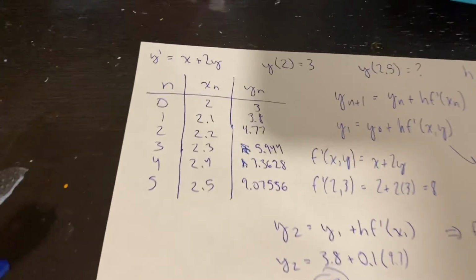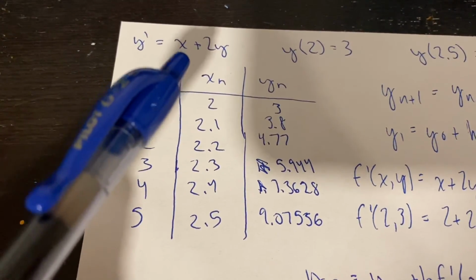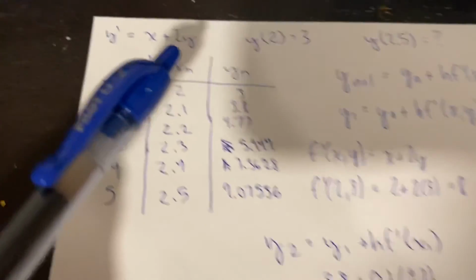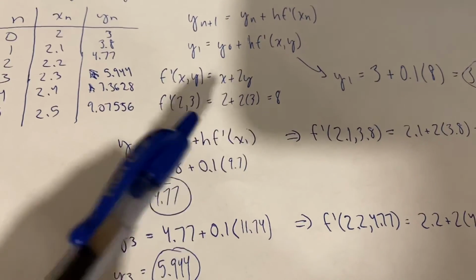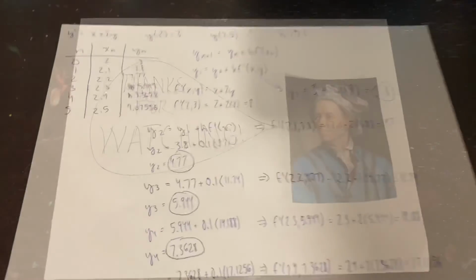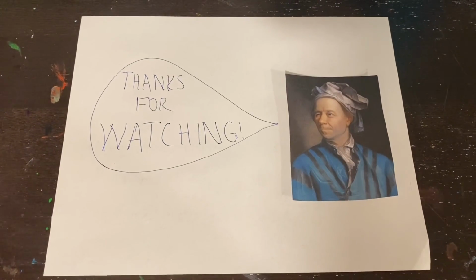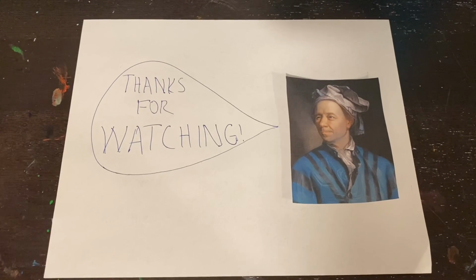The only difference is that the derivative of the function doesn't just have x's in it, it has x's and y's. So we have to plug in the x and the y value when we're evaluating f prime of the point. I hope this video gave you a clear and basic understanding of what Euler's method is and how it works.